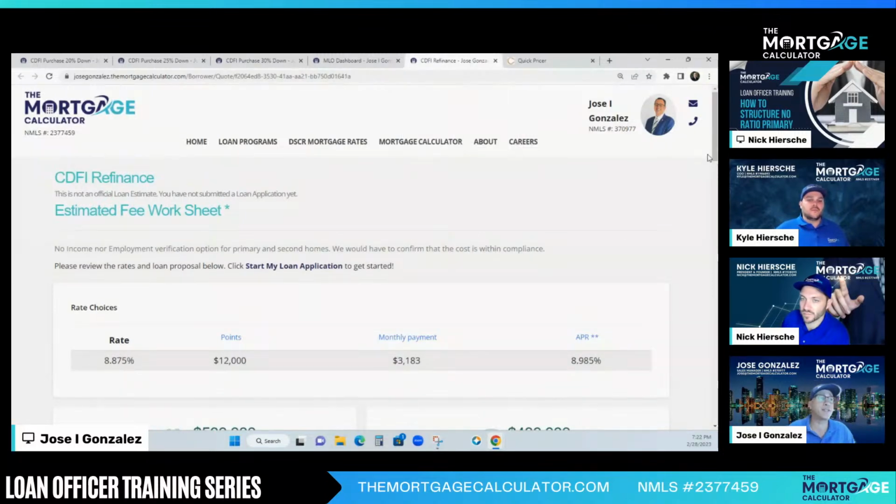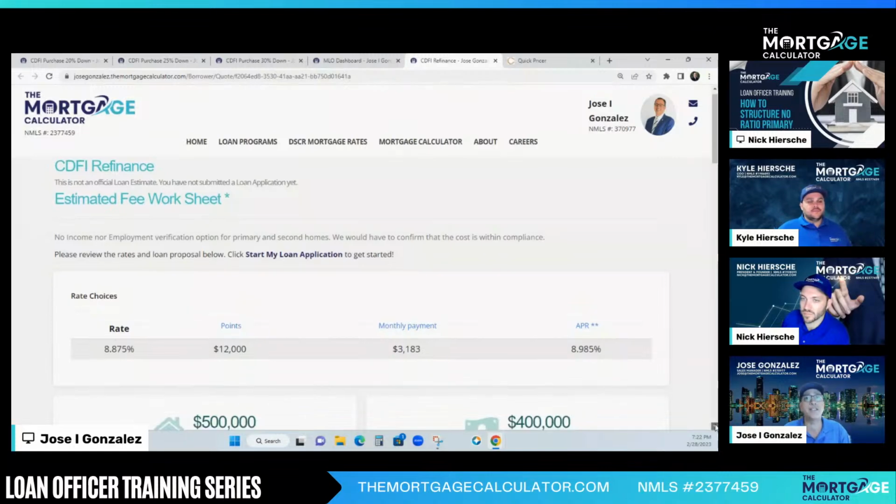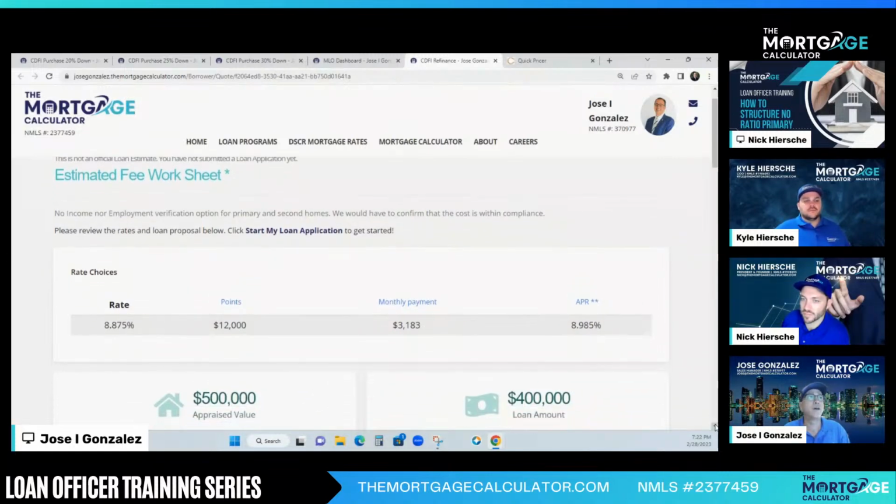This is a maximum LTV of 70% on this loan option. So cash out refinance, 8.875 at a cost of 3 points. And this is, again, primary or second home only, not applicable to any investors at all. So really good options that you can do here.